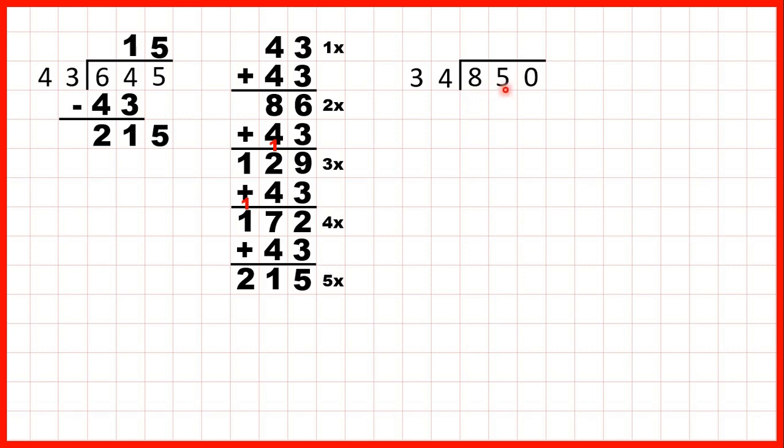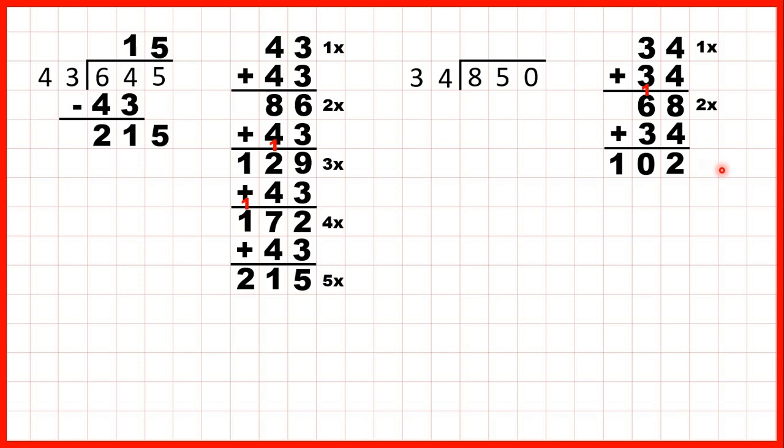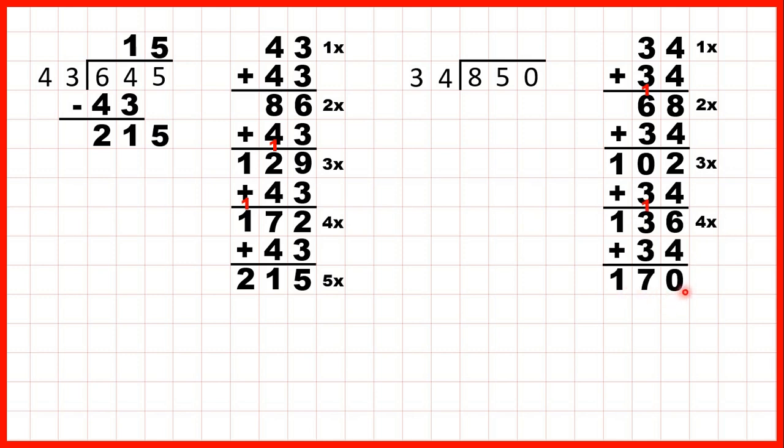Now we have 850 divided by 34, so we need to work out our 34 times table. 34 is obviously 1 times 34. Adding another 34 gives us 68 for 2 times. Another 34 gives us 102 for 3 times. 136 for 4 times, and 170 for 5 times. And again, we can be confident that we've got this right because 5 times ends in a 5 or a 0. So now let's look back to our question.